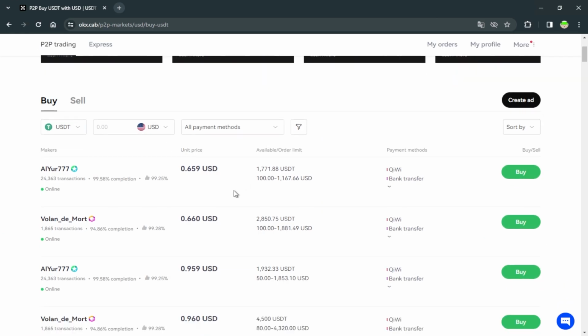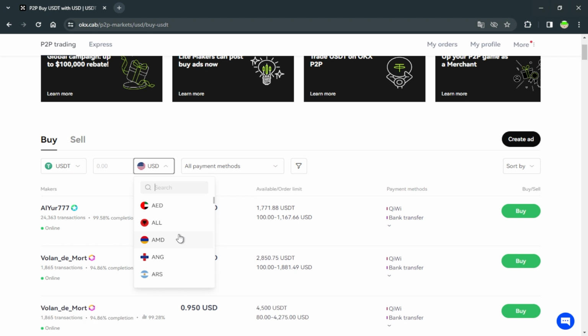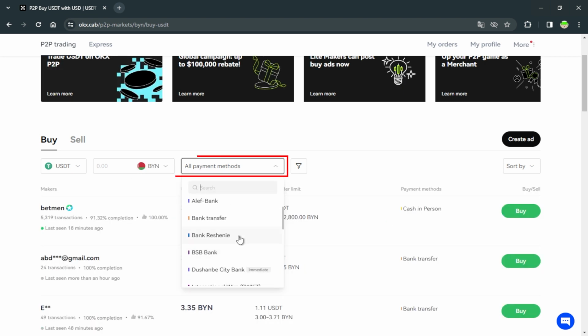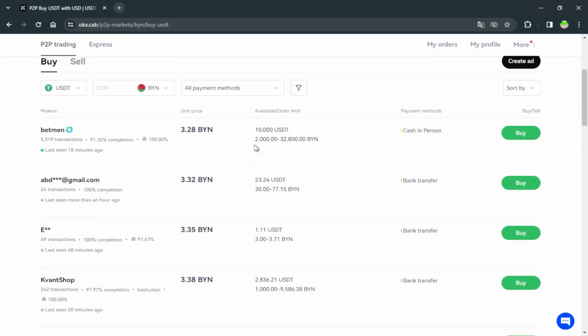Let's figure out P2P trading. Let's say we choose what we want to deposit in dollars and purchase USDT. Let's say we choose the currency in which we want to buy USDT. There is a number of different currencies, for example, here is the Belarusian ruble. We choose the bank that suits us, through which we will transfer funds to the seller.